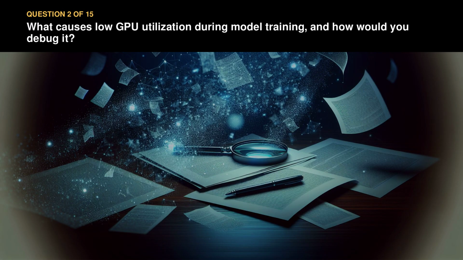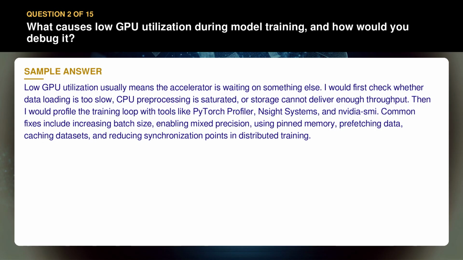What causes low GPU utilization during model training, and how would you debug it? Low GPU utilization usually means the accelerator is waiting on something else. I would first check whether data loading is too slow, CPU preprocessing is saturated, or storage cannot deliver enough throughput. Then I would profile the training loop with tools like PyTorch Profiler, Nsight Systems, and nvidia-smi.